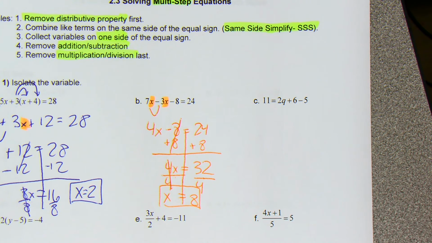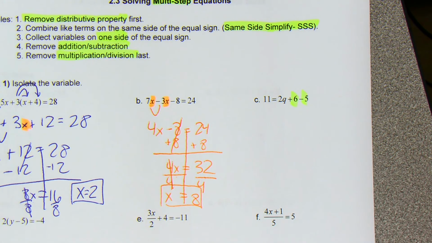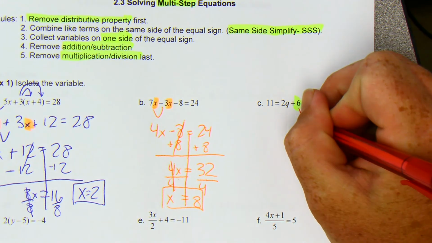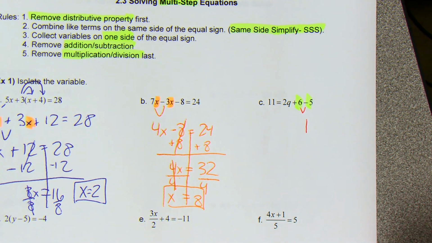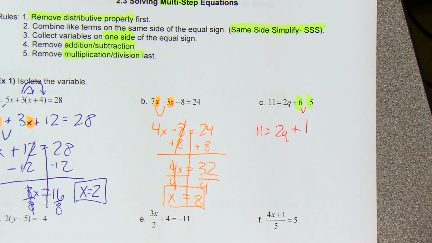Okay, so now I need to see if I can same side simplify, combine like terms on the same side of the equal sign. So I see that I have a q as my variable. I don't see any other q's, but I do have 2 numbers that do not have variables attached to them. They are constants, which means I can combine them. Remember, if we have 2 numbers that don't have variables attached to them, we can combine them. Okay, so that's what I'm going to do. I'm first going to same side simplify. I'm going to combine 6 minus 5, and that'll give me 1. Okay, 6 minus 5 is 1. So now I have 11 equals 2q plus 1.